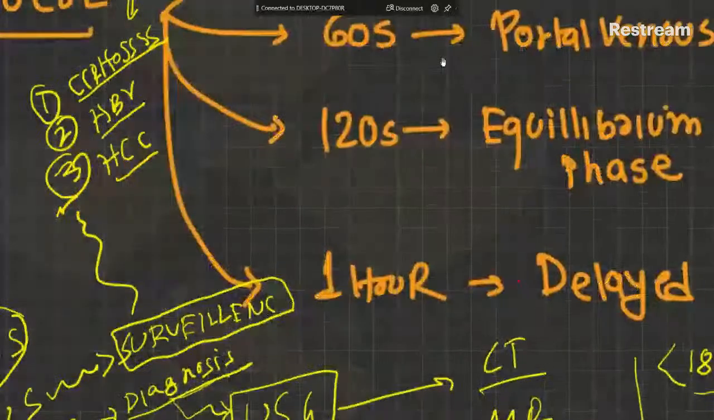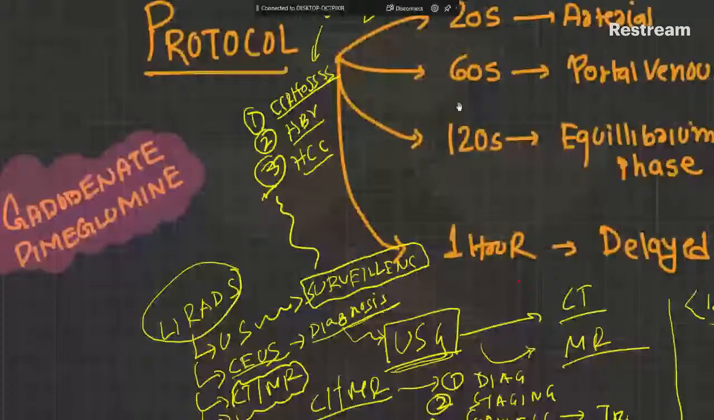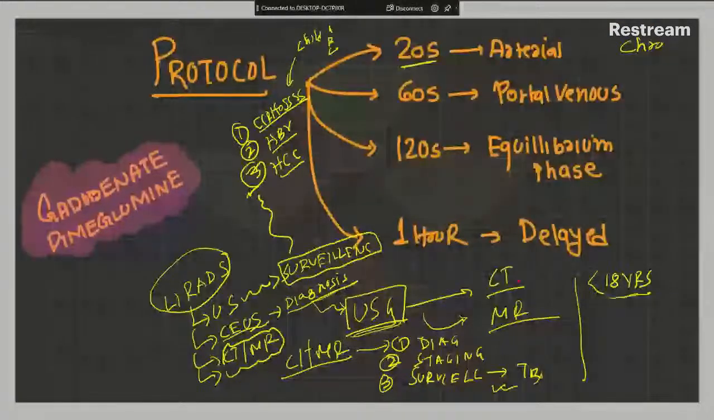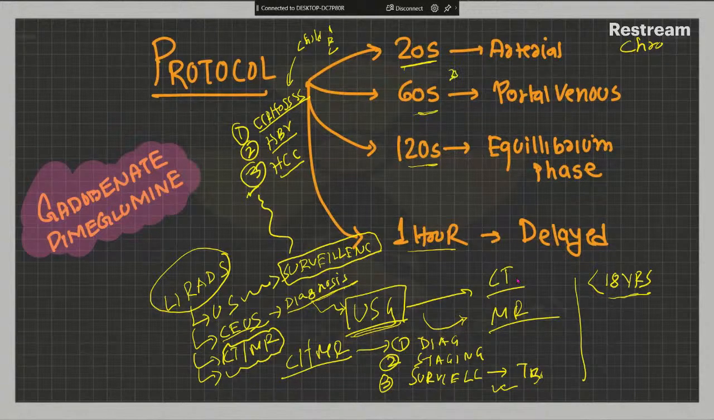Now, I have already mentioned the timing protocol: 20 seconds, 60 seconds, 120 seconds, 1 hour. Some of the timings may vary according to different books. I have taken it from RadioGraphics. Some include 35 to 40 seconds. Some books call this the late arterial phase, some say arterioportal phase. There is some variation, but for a standard purpose you can follow this: 20 seconds is the arterial phase, followed by 60 seconds portal venous. 120 seconds is the equilibrium phase, and 1 hour is delayed.